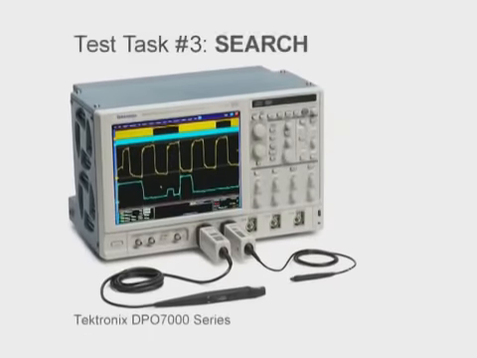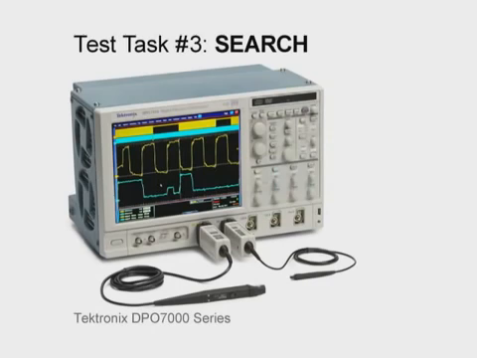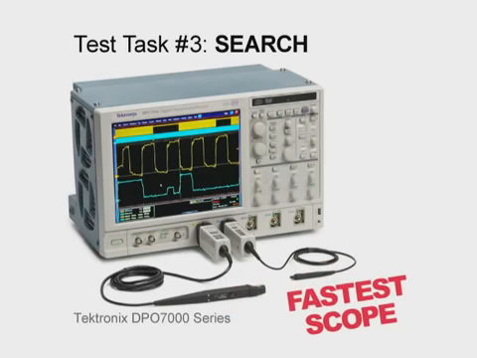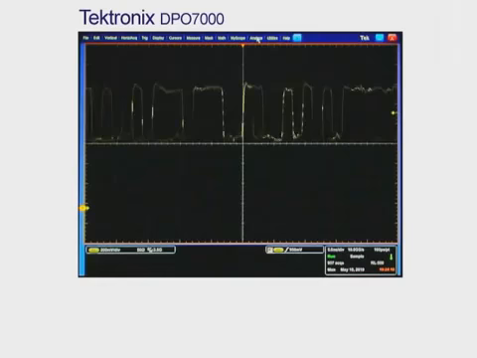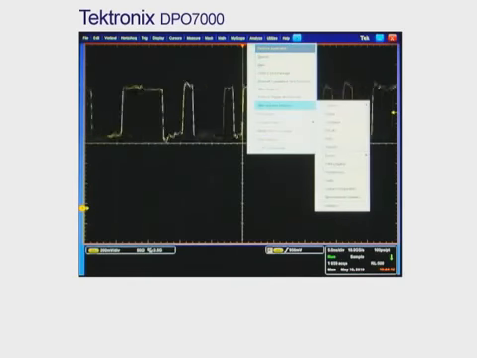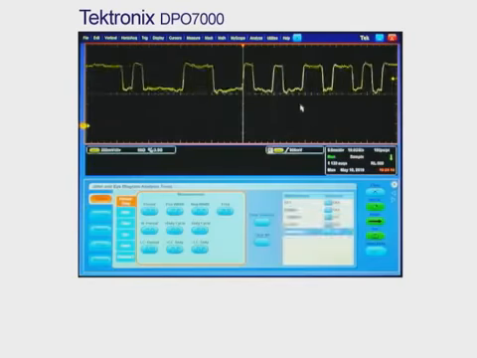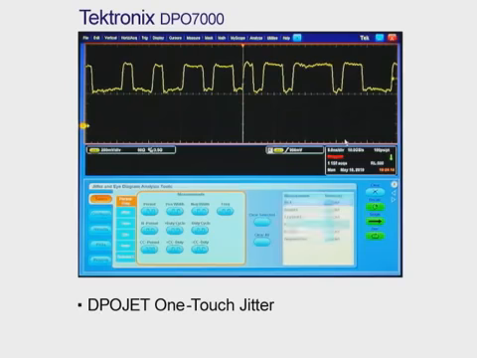After performing test task number 3 to search for specific events of interest, searching for and finding specific setup and hold violations is easiest and fastest with the Tektronix DPO 7000. For our final task, let's perform a jitter measurement to analyze that 622 megabit per second signal to identify potential timing errors. With the Tektronix DPO 7000, we can quickly perform jitter analysis using DPOJET's one-touch jitter.